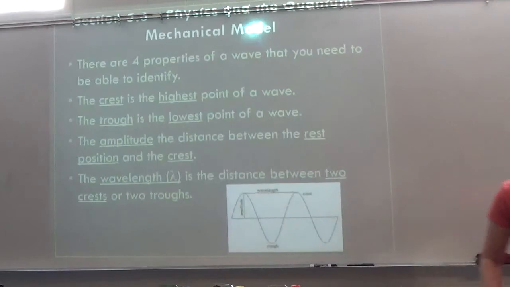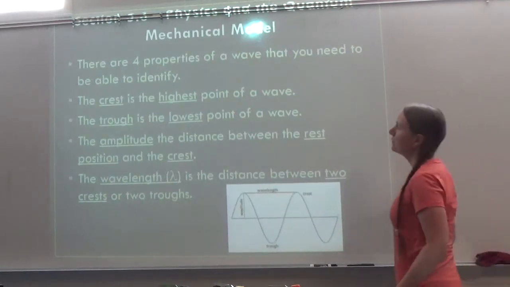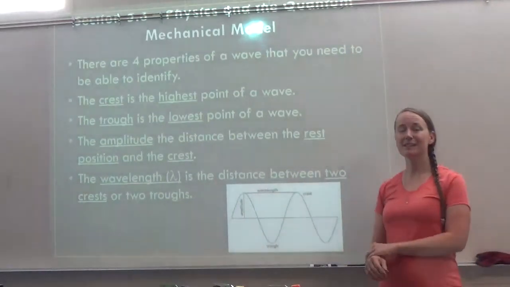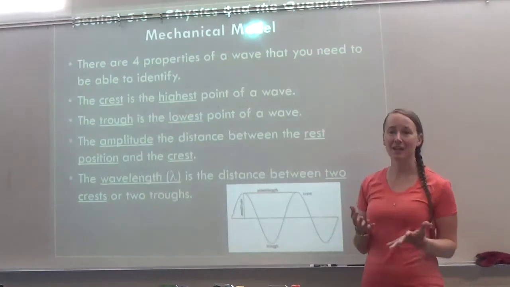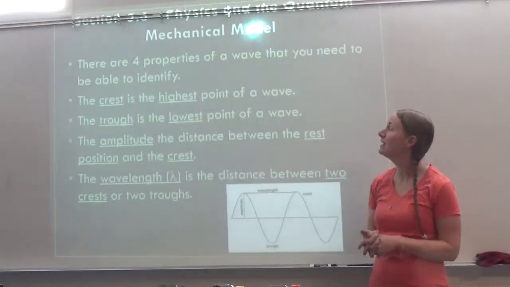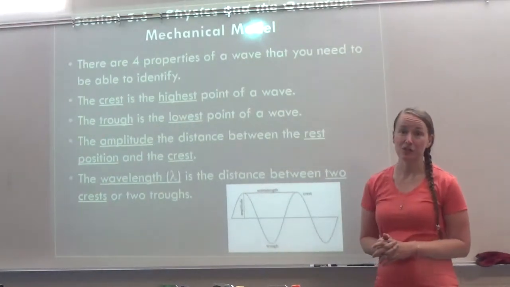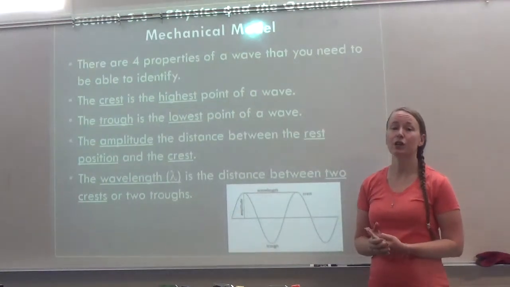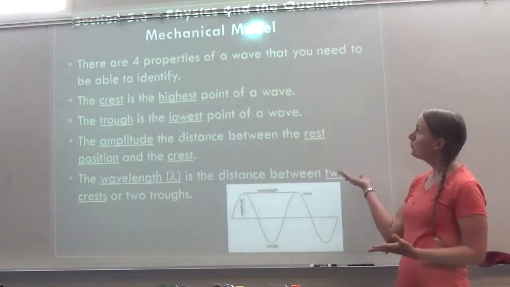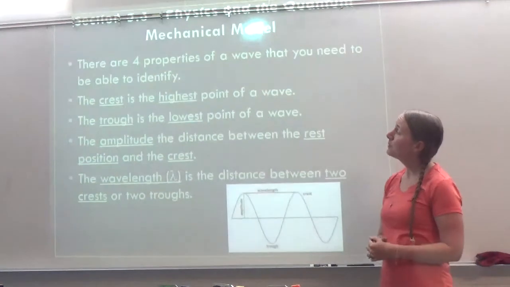Alright, so this is the lesson video for section 5.3, and so we're on our last section where we're learning about electrons. So here we're going to do a little bit of math, so hopefully that's not that big of a deal. It should be a formula that you've already learned in physical science. Alright, so there's 4 properties of a wave that you need to be able to identify.